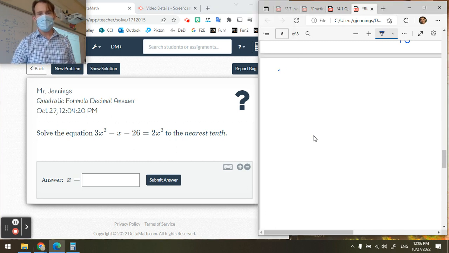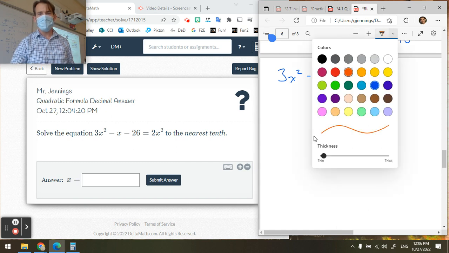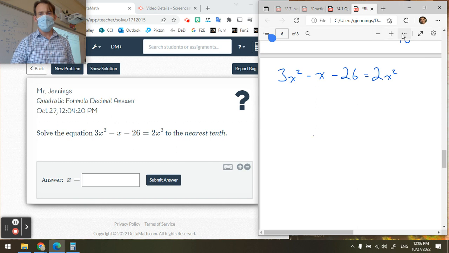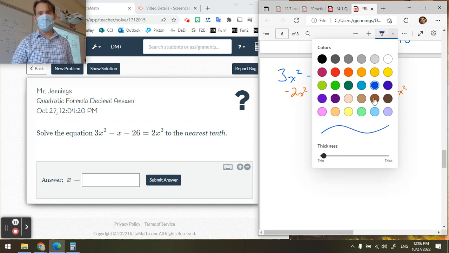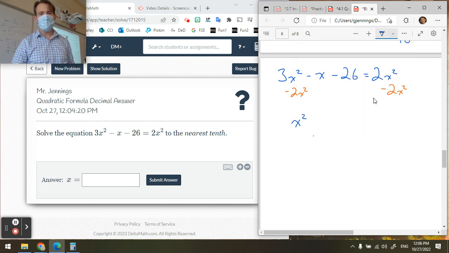So here I have 3x squared minus x minus 26 is equal to 2x squared. Well, that's annoying. I like it when these things are equal to 0. So what I'm going to do is subtract 2x squared from both sides. And once I've done that, now the thing is equal to 0 on one side. If I have 3x squared and I take away 2x squared, I'm going to be left with one of them. x squared minus x minus 26 is equal to 0.